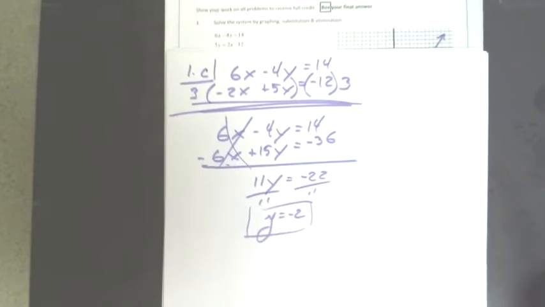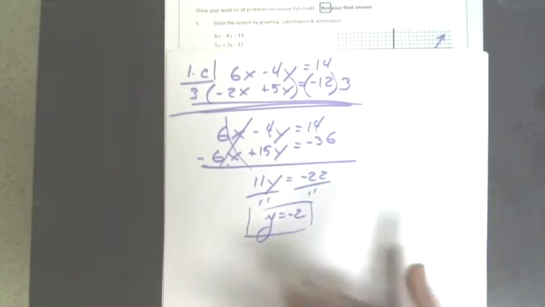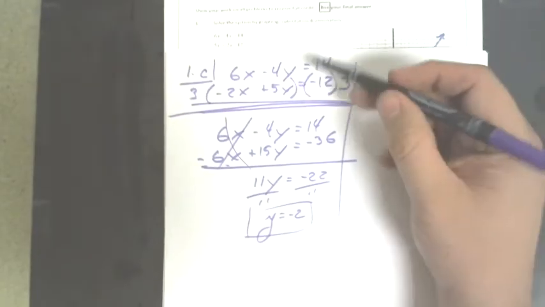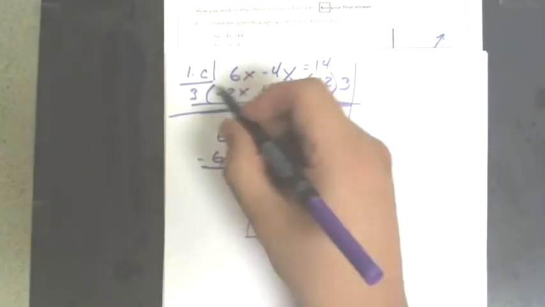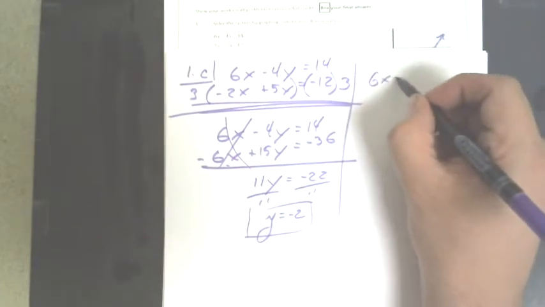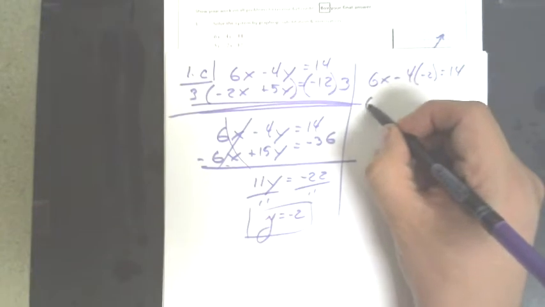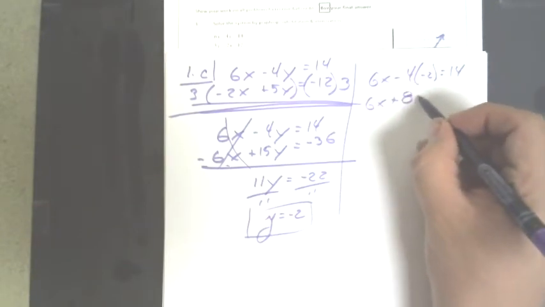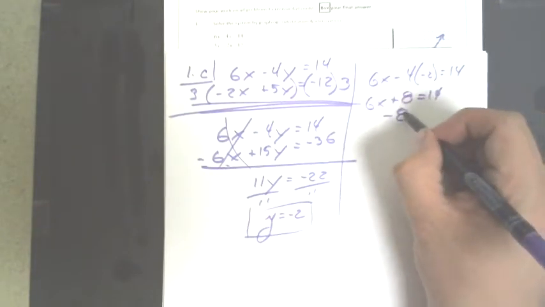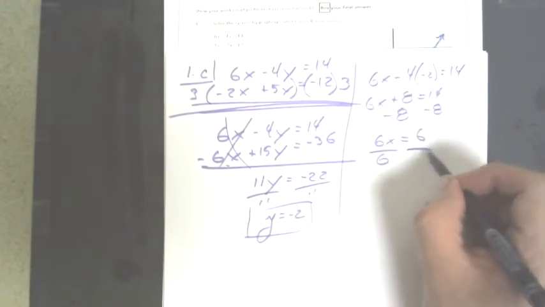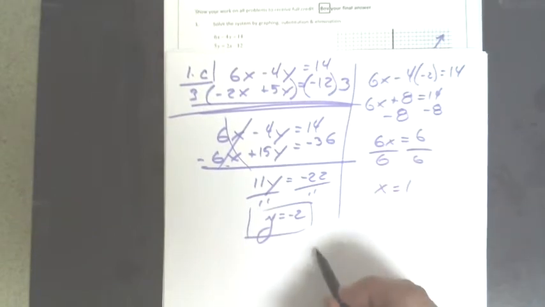We still need to find the x value. We only have the y value here, so substitute it back into either of the equations. Doesn't matter which one. I'm going to use the top one. 6x minus 4 times negative 2 equals 14. So 6x plus 8 equals 14. Subtract the 8. And 6x equals 6. Divide by 6, divide by 6. We get x equals 1.